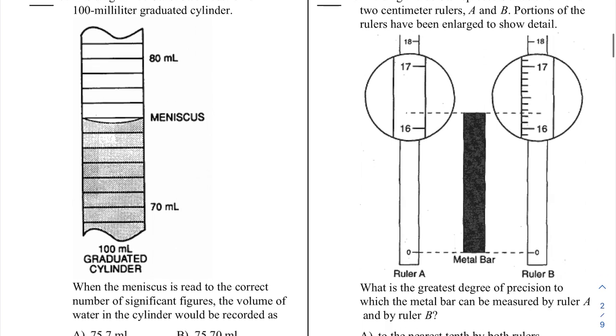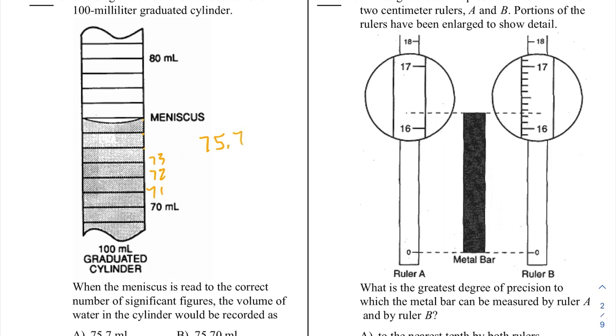Reading the meniscus to the proper number of sig figs. So looks like each of these lines go up by 1 whole milliliter, okay? So this is 74, 75, 76. So in between 75 and 76. So it looks like maybe 75.7.